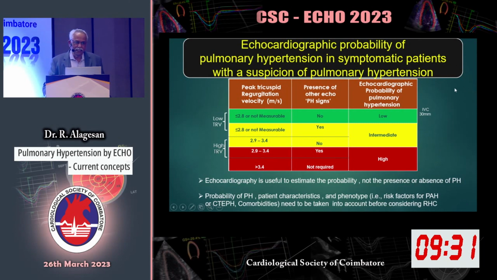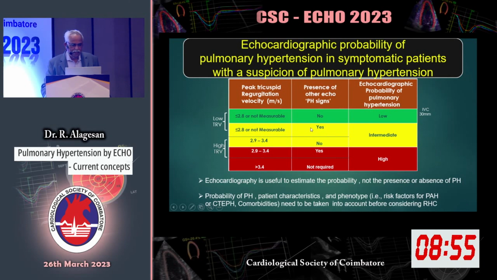So now that we have measured the systolic pressure, the diastolic pressure, and the mean pulmonary artery pressure, how to say that the patient has got definite pulmonary hypertension? If the velocity of the tricuspid regurgitation jet is below 2.8 meters per second, then usually there is no significant pulmonary hypertension. The chances of pulmonary hypertension is very low. If the velocity is less than 2.8, but there are some other supportive signs of pulmonary hypertension, I will tell you what the supportive signs are.